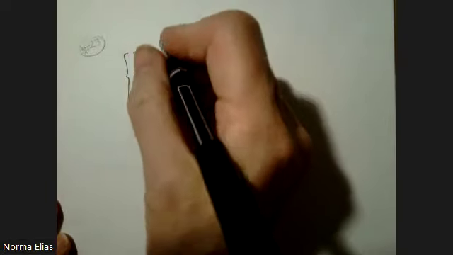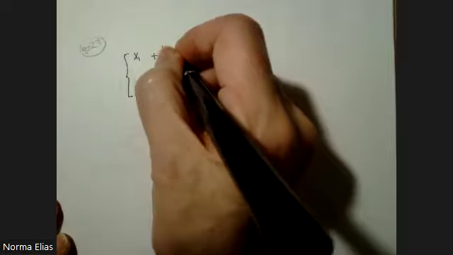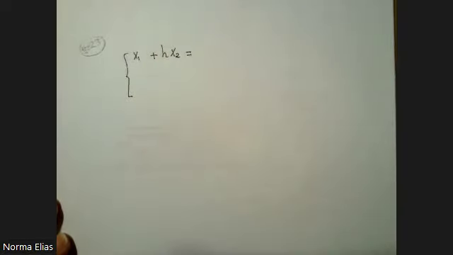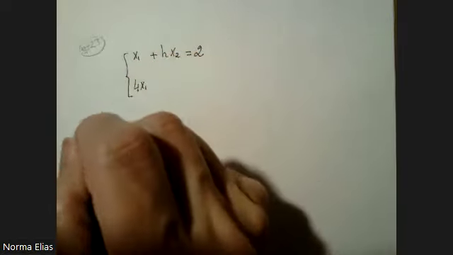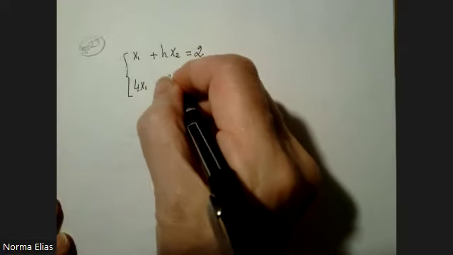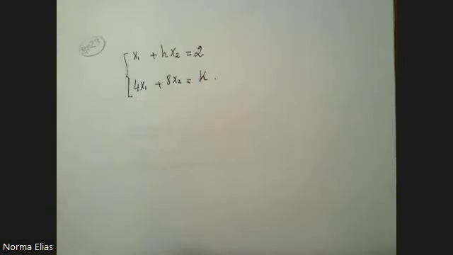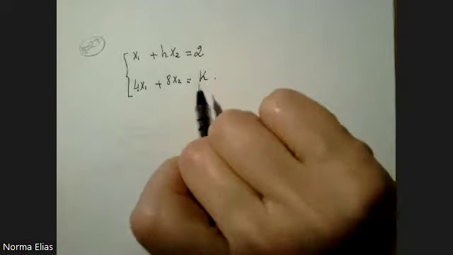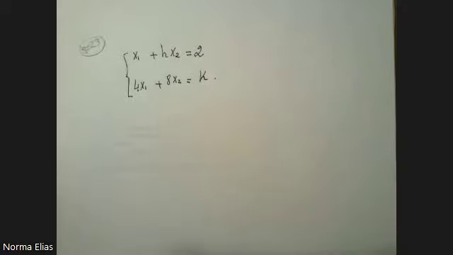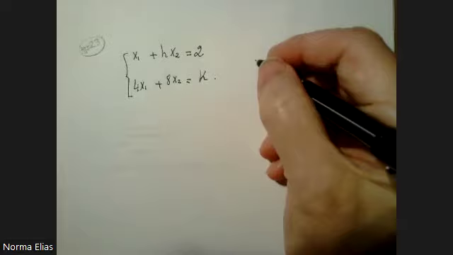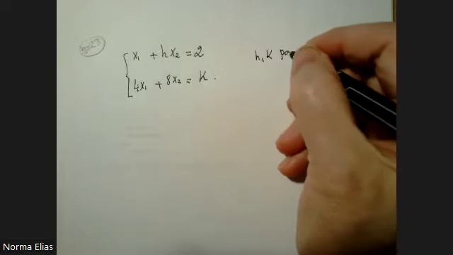Here is the problem. We have a system: x1 plus h x2 equal to 2, and 4x1 plus 8x2 equal to k. So this is a system with two unknowns, x1 and x2, and h and k are parameters that can change values. h and k are given parameters, so they represent numbers. We call them parameters.